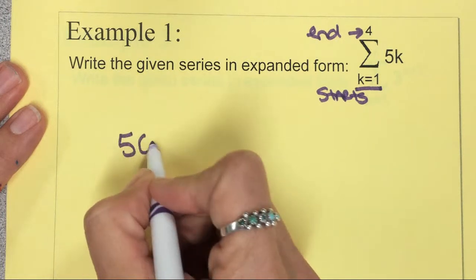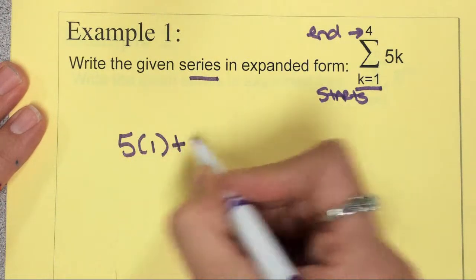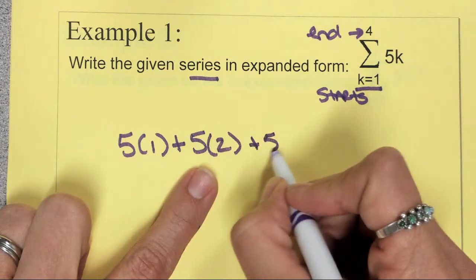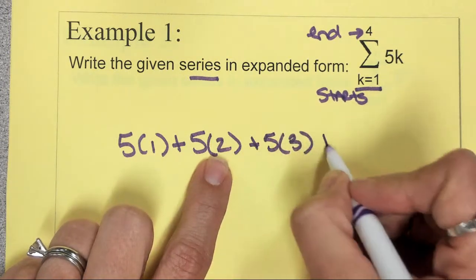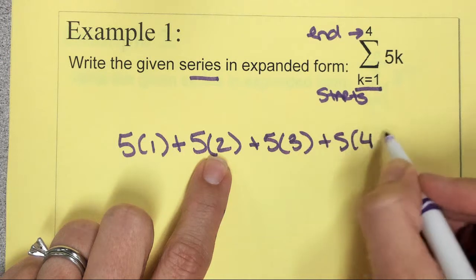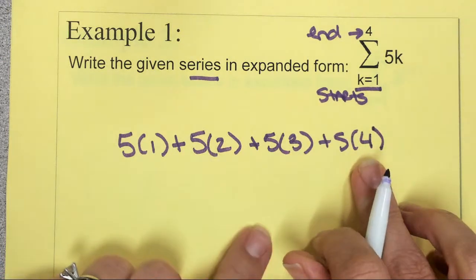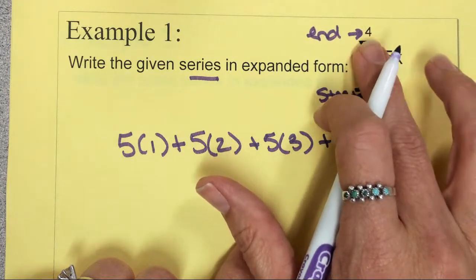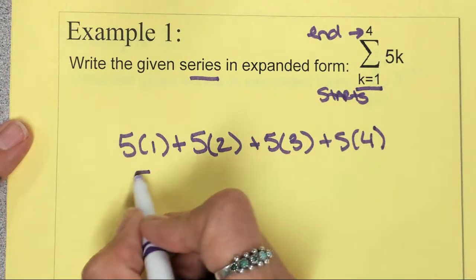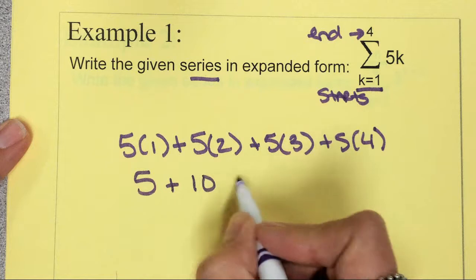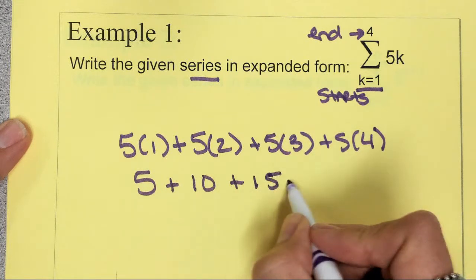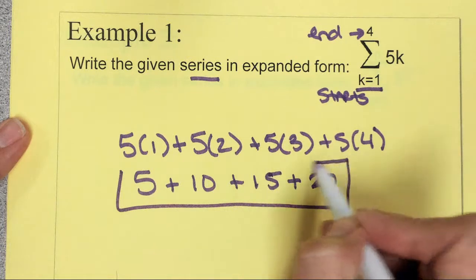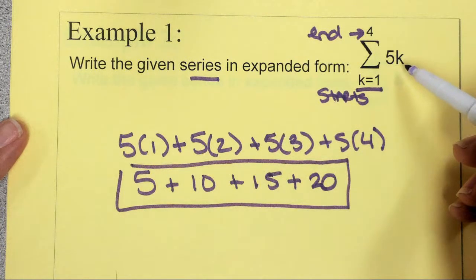So 5 times 1 is a series, plus 5 times 2, since after 1 comes 2, plus 5 times 3, plus 5 times 4. And we're not going to go any further than 4 because it says that my series is going to end at 4. Then I'm going to simplify this. And I'm done. I expanded the series that was written in sigma notation.